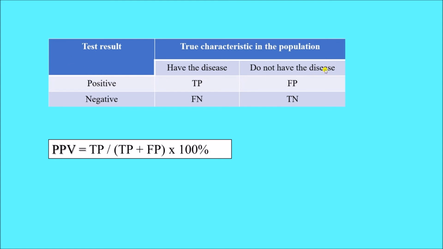Now let us go back to the same 2 by 2 table. Positive predictive value is given by this formula: true positive divided by true positive plus false positive, into 100%, right? Because we express it in percentage. So what we are seeing here, in the numerator we have true positive, that means who have the disease and who have tested positive. In the denominator we have true positive plus false positive, that means all the people who have tested positive. So basically what we are trying to see is, out of all the people who have tested positive, how many of them actually have the disease. That is positive predictive value of the test.